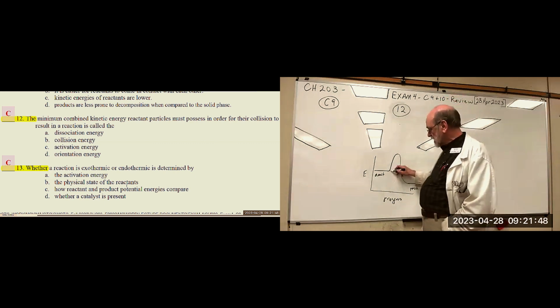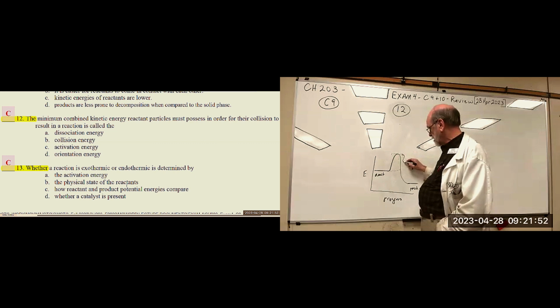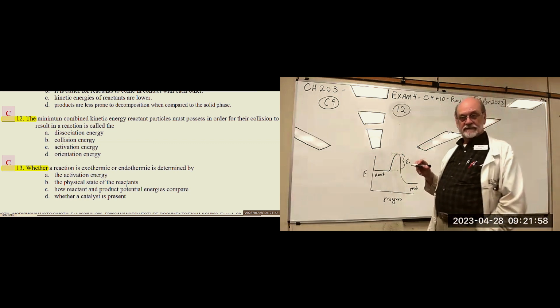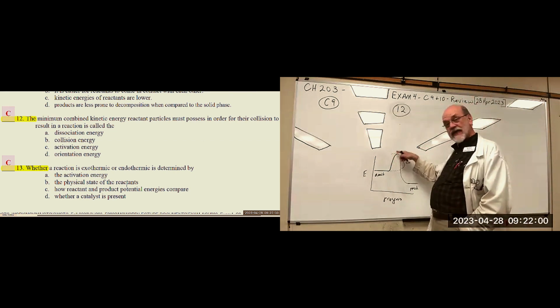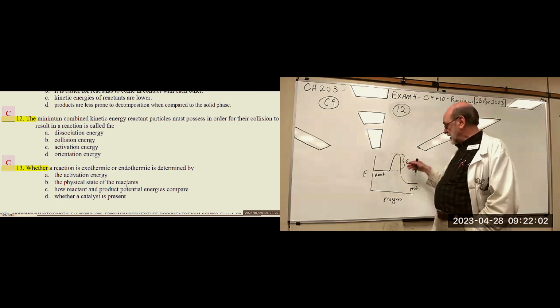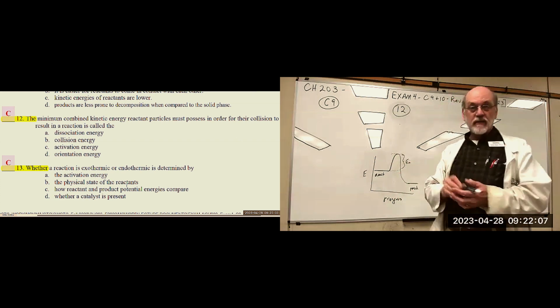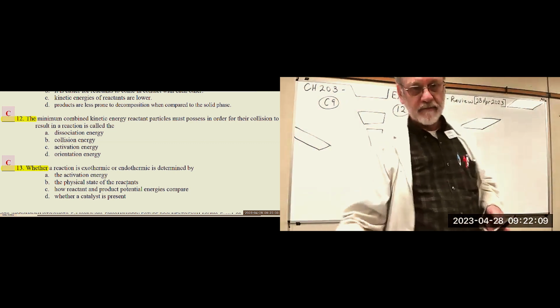The amount of energy in here is activation energy. The minimum amount of energy to get them over that hump, that energy hump. Once they get here, then they can go down the other side and make products. All right.